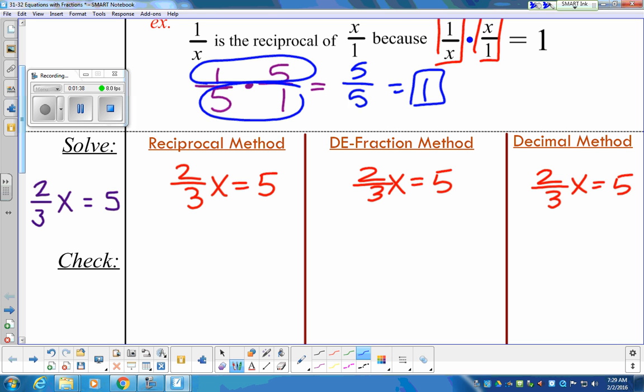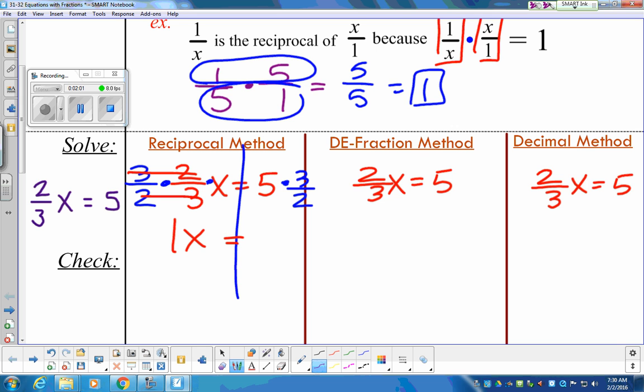For reciprocal method, what we actually do is we multiply by the reciprocal of this fraction. So we're going to go ahead and take this fraction and flip it. Multiply by 3 over 2, copy, paste. All right, crew, so this is what we end up getting then. We end up getting 6 over 6, which is equal to 1. 6 over 6 is 1x. That's what happens every time you take the reciprocal. And on the right-hand side, we end up getting 15 over 2. So we get 1x equals 15 over 2.